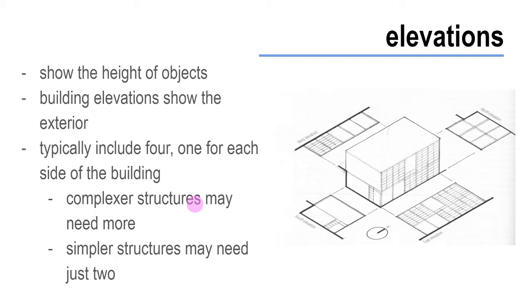And if the building is really simple, then there may be only just two elevations. There may be one of the front and then of just one of the sides. So it really depends kind of on the structure itself. Today we'll just practice doing just one, and then in your big drawing assignment that will start next week, you're going to only have to draw two elevations.